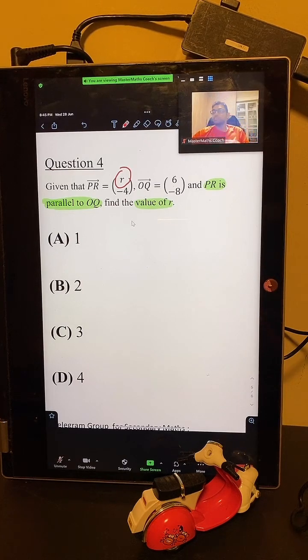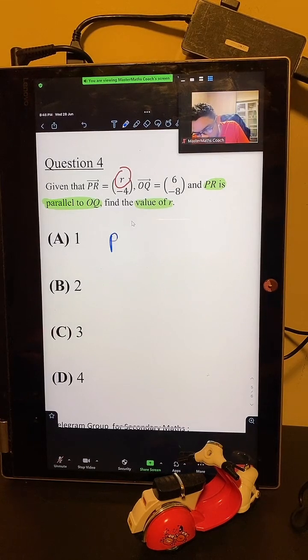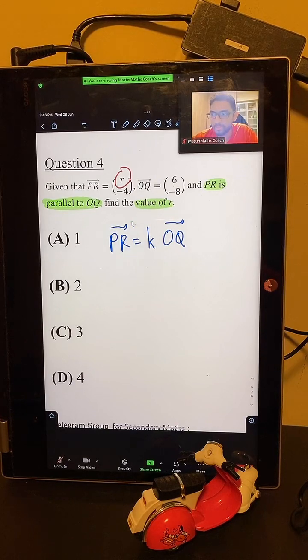Alright. Okay, friends. Let us move on to how do we find the value of R. When you have two lines parallel to each other, what you can do first is to write your vectors in an equation form. So PR is parallel, means you put equals to K times OQ. So this automatically means that PR is parallel to OQ. I hope this is clear for you guys. Again, when you write it in an equation like this, K is a constant. K is just a constant that will never change.